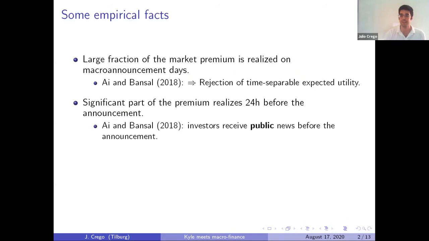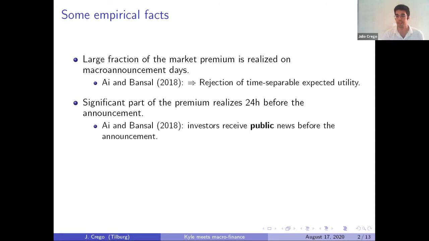So what's the idea of this paper is that he starts with A.M. and Chao, which essentially says that a large fraction of the market premium is realized on macro announcements. And they use that to reject time-separable expected utility. So this is a famous econometric paper.